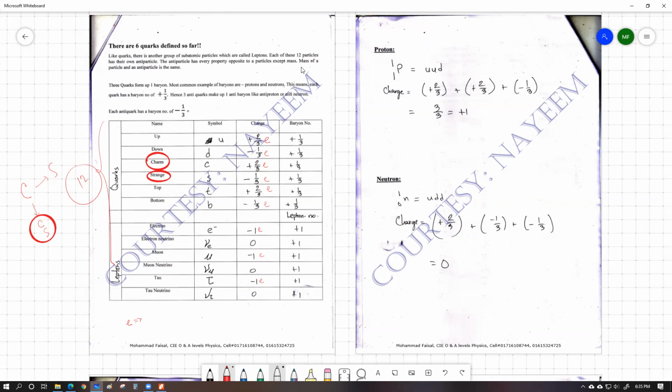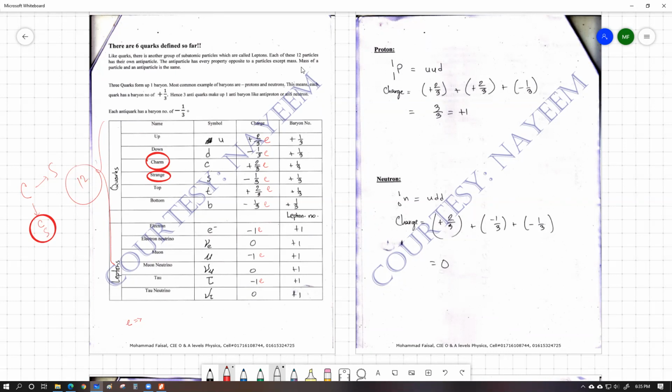So every numerical value for one particle and its antiparticle are exactly opposite to each other in terms of plus and minus, except for mass. So these quarks can have 6 of their antiquarks, and these leptons can have 6 of their antileptons.